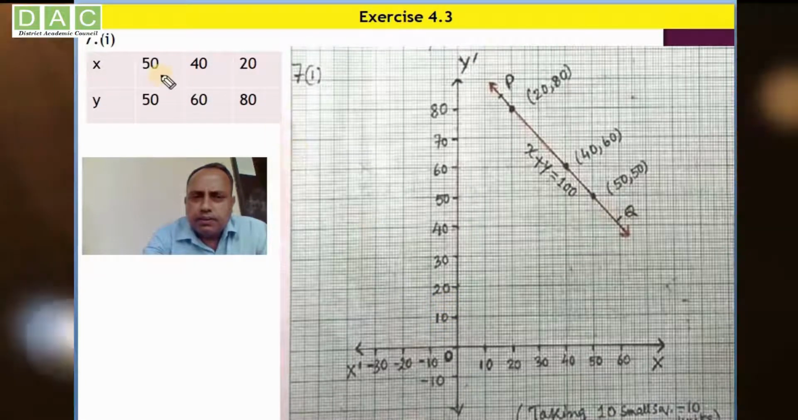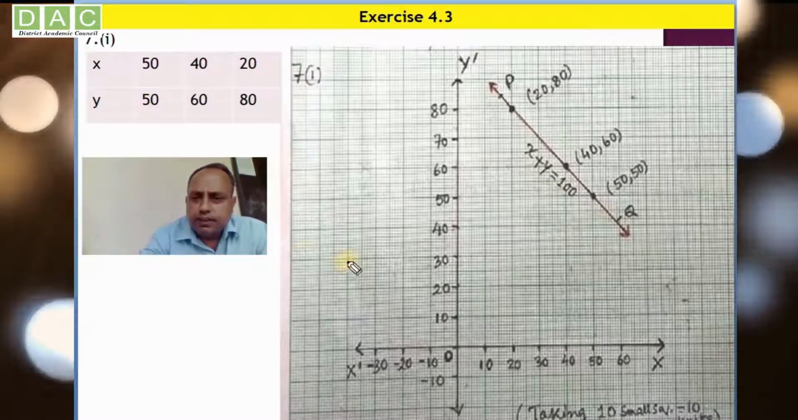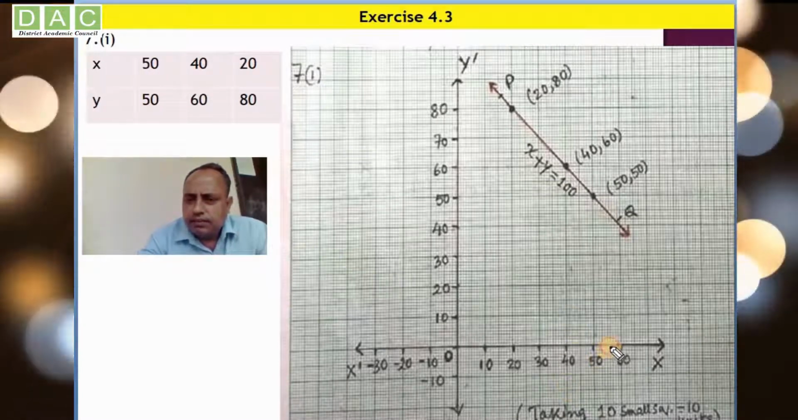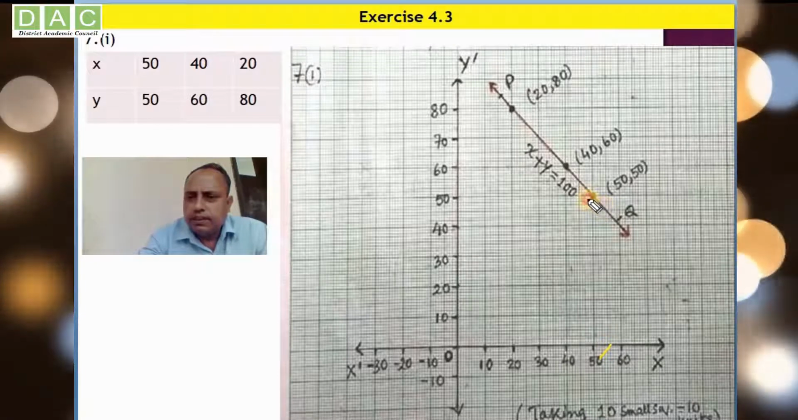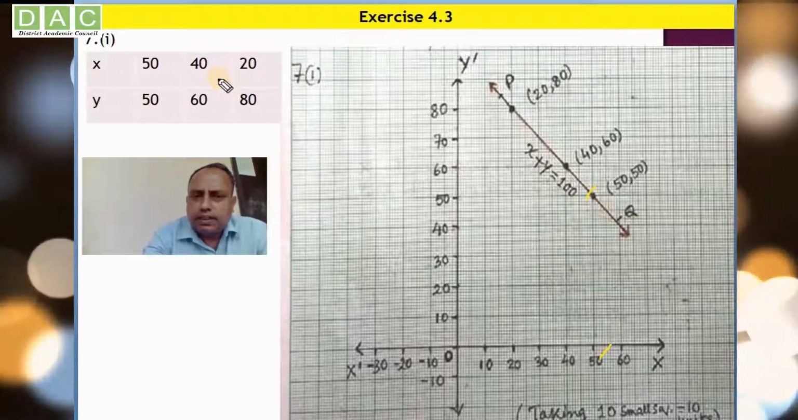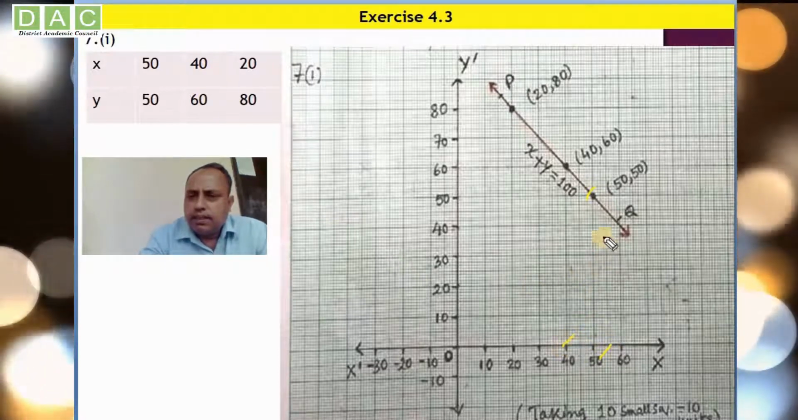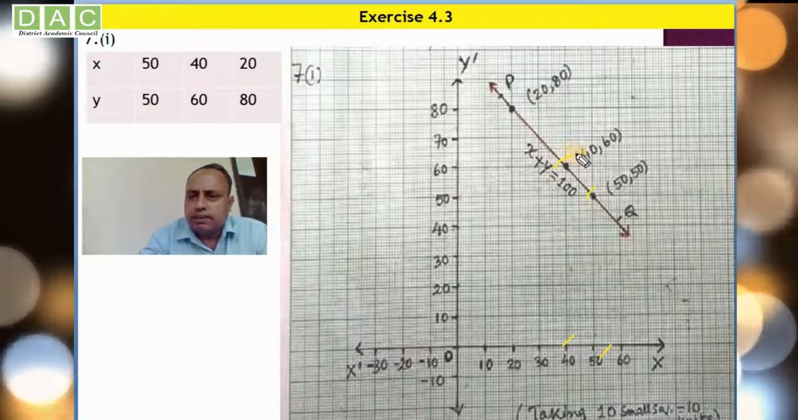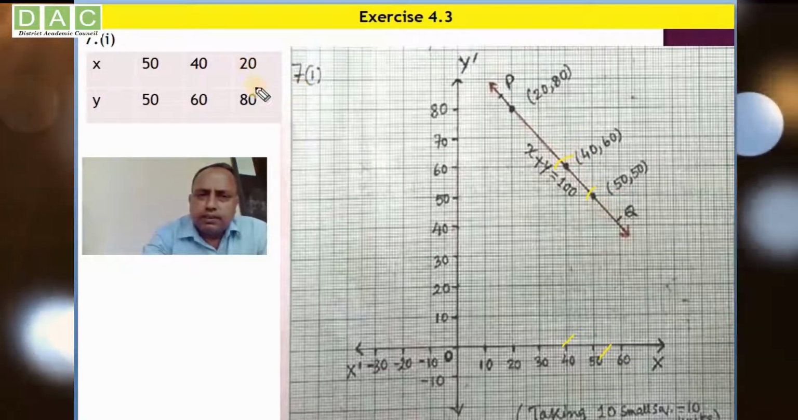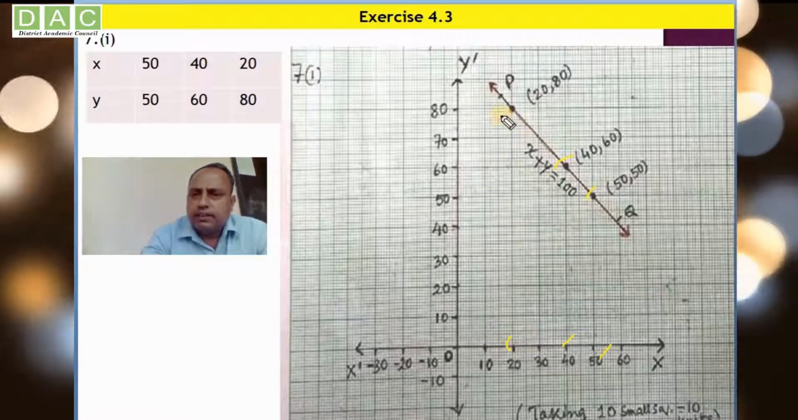Now we will plot the points. The first point is x is 50, y is 50. You see, this one is our first point. The second one is x is 40, y is 60. This is our second point. The third point is x is 20 and y is 80.